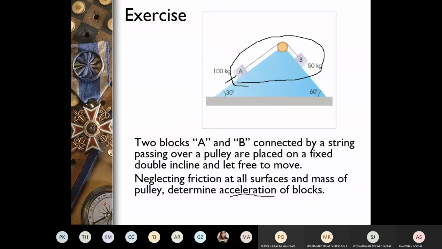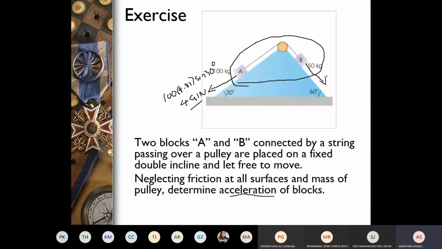How to know? Is the force here bigger, or the force pulling it down here bigger? You need to calculate. So calculate this force down here. What is the force pulling it down here? 100 times 9.81 sine 30. What do you get? Anyone? What is the force you get here? 100 times 9.81 sine 30. 491. 491 Newton. Okay, good.